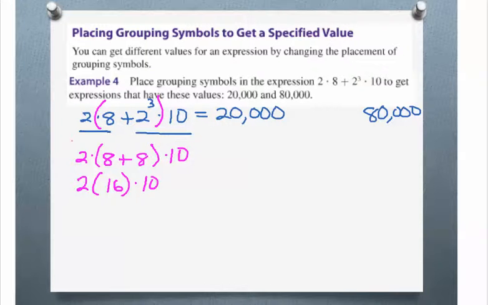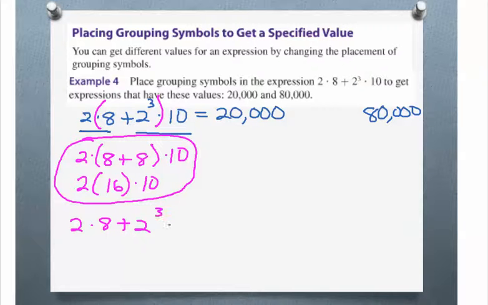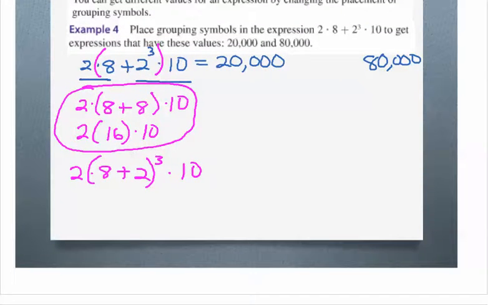Let's try another thing. A lot of this is a little bit of trial and error. Let's rewrite this: 2 times 8 plus 2 to the third times 10. Let's try putting the parentheses around the 8 and the 2 again, but let's take the cube part and place it on the outside of those parentheses.